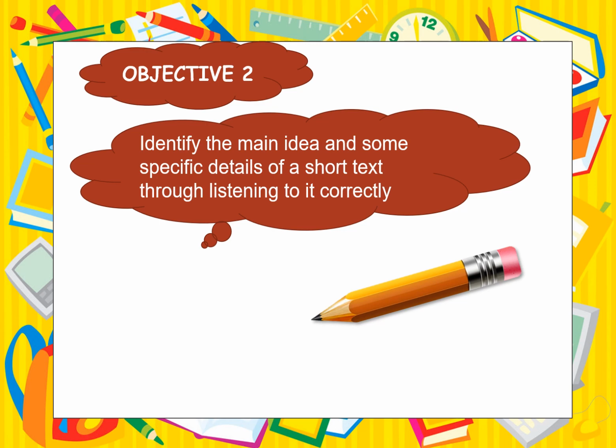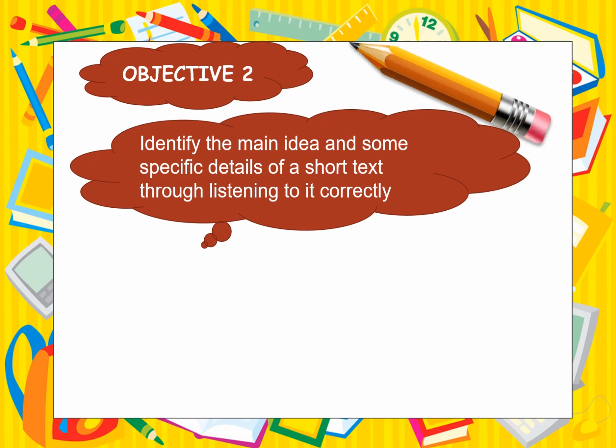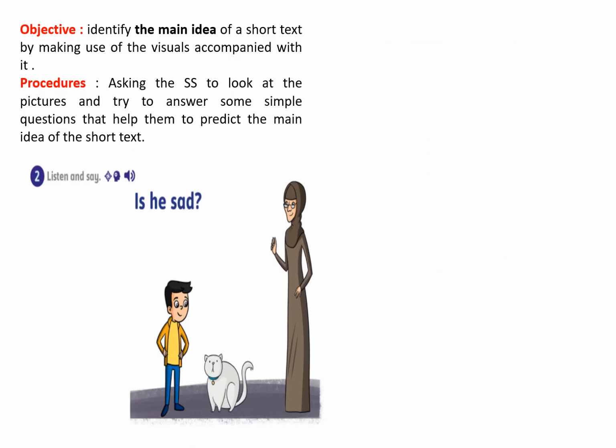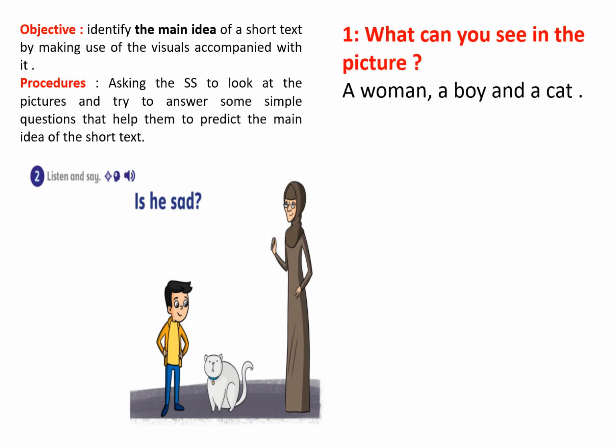Now we come to objective number 2, which is to identify the main idea and find out some specific information or details of a short reading text through listening to it correctly. I want you to look at the pictures and try to answer the following questions. What can you see in the picture? Yes, I see a woman, a boy, and a cat.